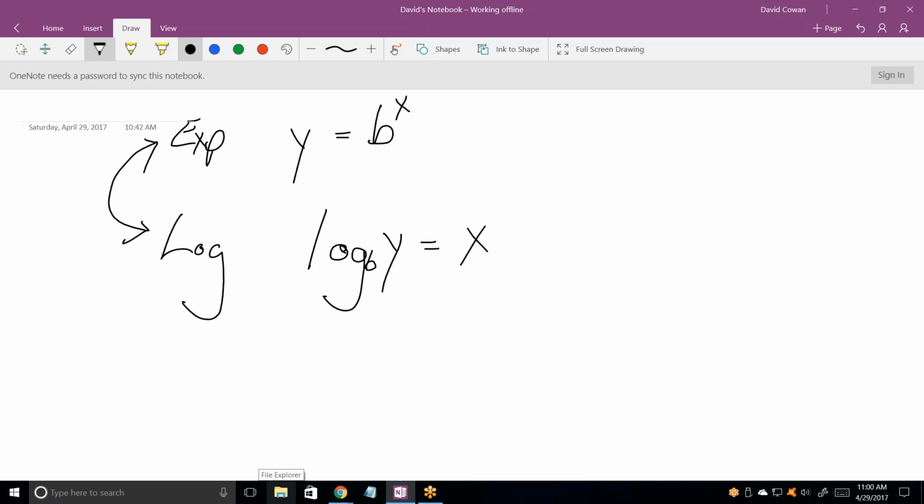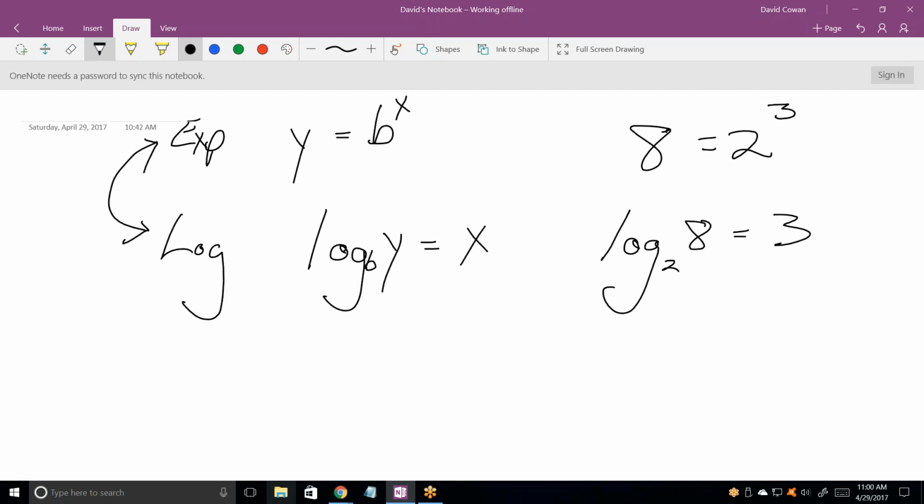That's a minimum. Okay, now let me give you an example. 8 equals 2 cubed. There's the exponential. Give me the logarithmic. Okay, so log sub 2 of 8 equals 3. Good. And now go back the other way. Hold on a second. Put that logarithmic back into exponential.